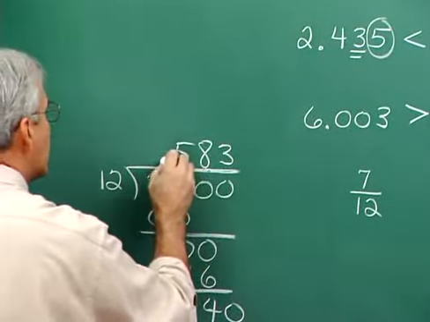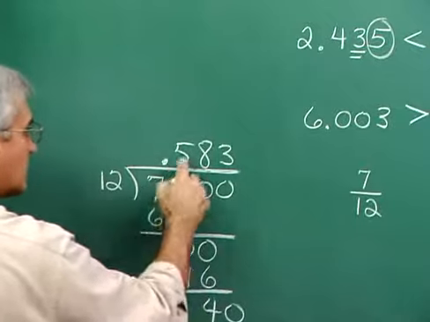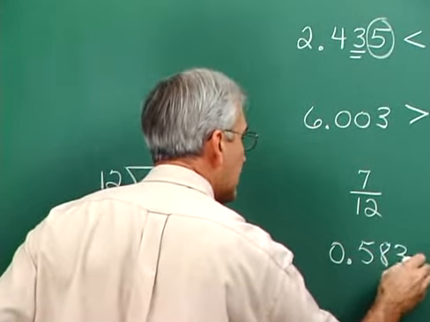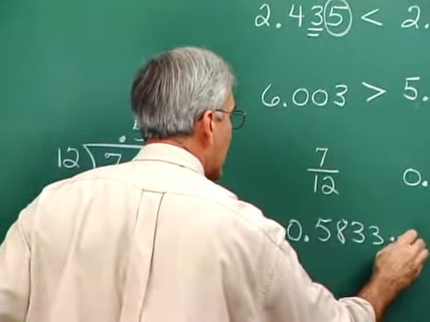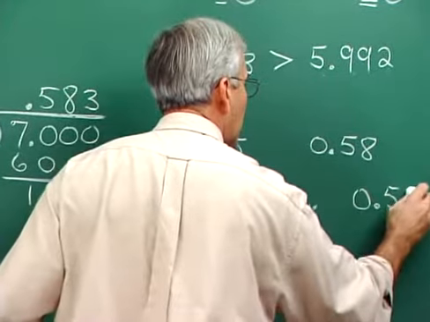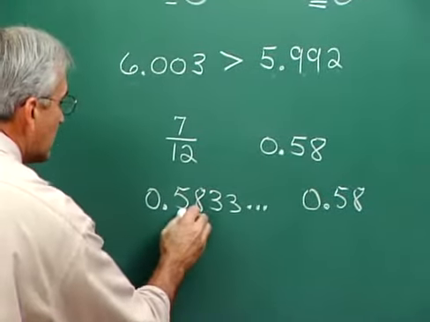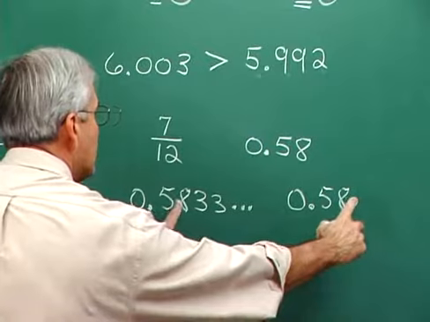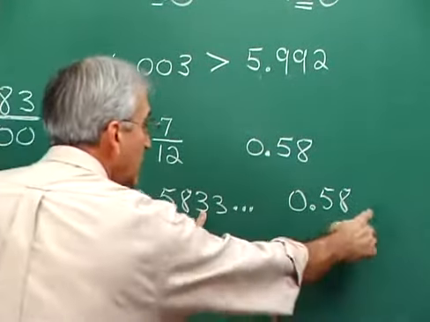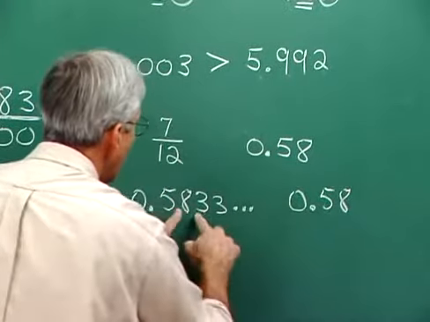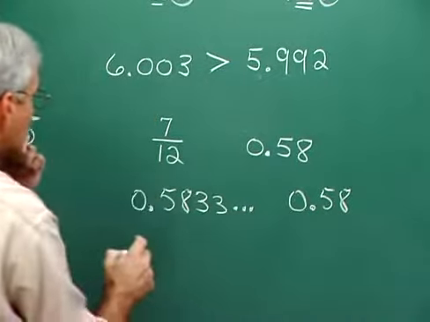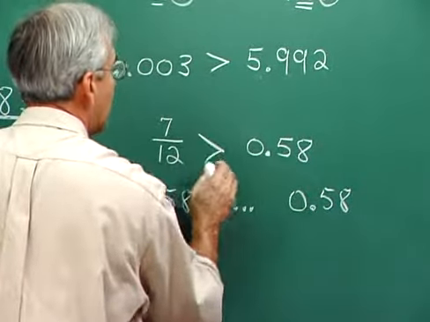But the idea is this, that 7/12 converts into 0.583, and then the 3 continues forever. But I'm comparing that with 0.58 like this. And you see, they're the same at the 5 digit, they're the same at the 8, but we have a 3 here, 3 thousandths here, no thousandths over here. So this number must be larger than that number, has greater value than that number. So 7/12 then is greater than 0.58.